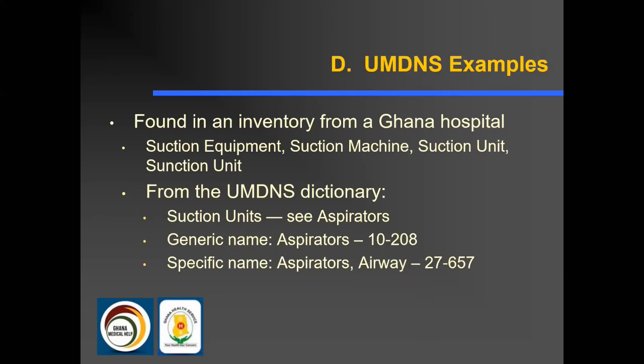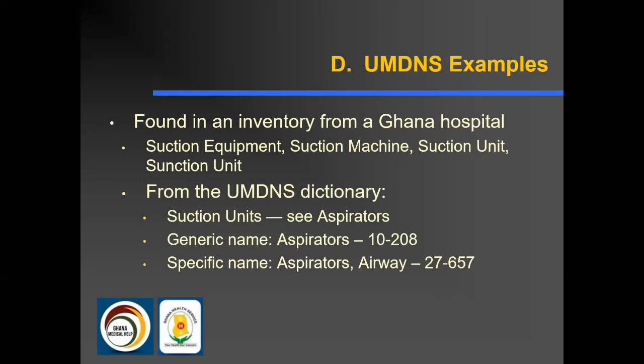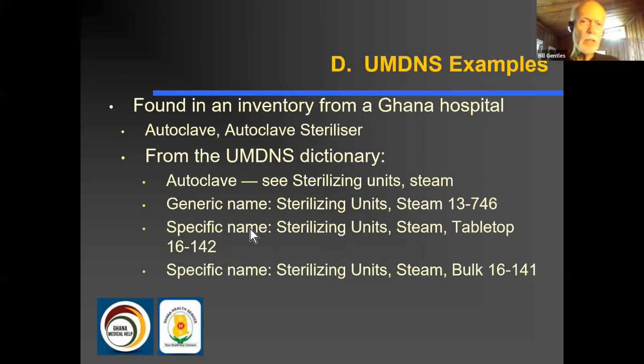standard terms, and we'll limit it to the devices that are used in Ghana because it's a huge dictionary with a lot of different terms in it. And so we'll start with a subset of that, and you can add to it from the dictionary as you expand your inventory. So another example from another Ghana hospital is a listing of the autoclaves.